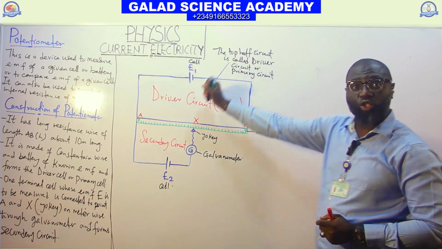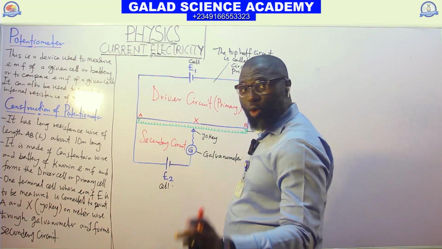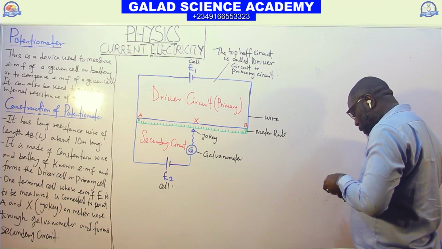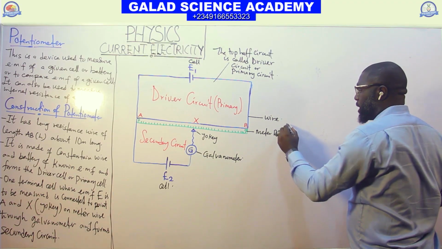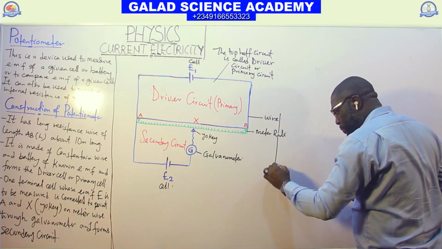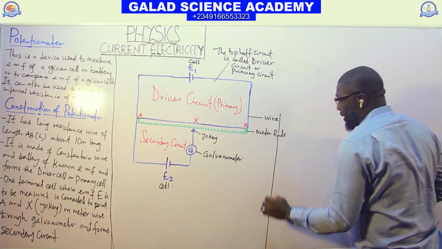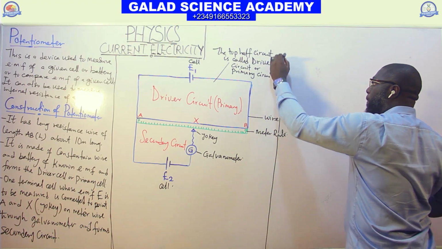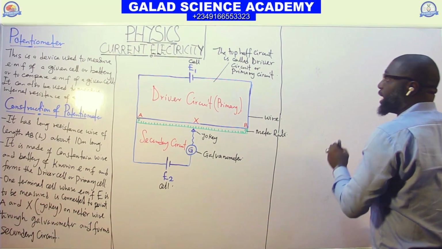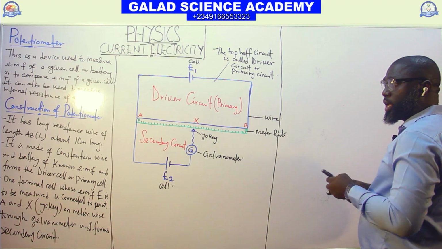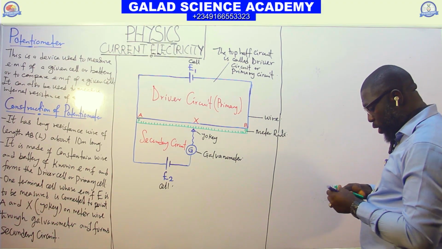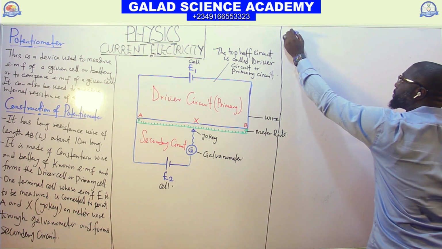So this is the structure of the potentiometer. The next thing is, let us look at the working principle of the potentiometer. This is the construction. The next one is the working principle of the potentiometer.